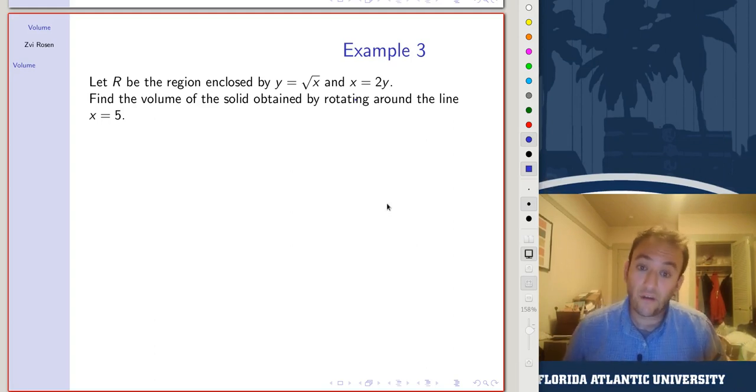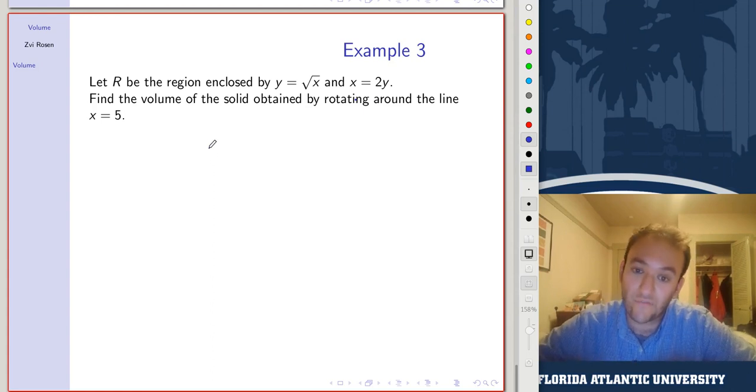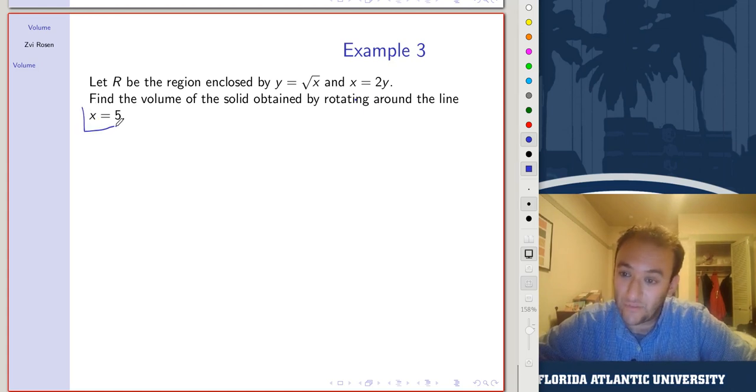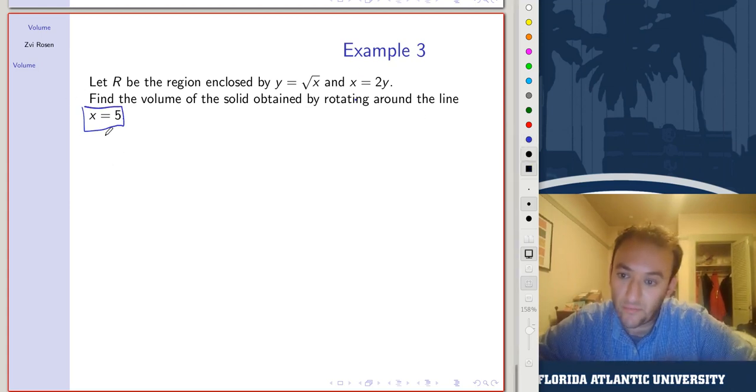Now let's go to our next example, example 3. Let R be the region enclosed by y equals the square root of x and x equals 2y. Find the volume of the solid obtained by rotating around the line x equals 5. So the first thing we notice here is that the axis of rotation is neither the y nor the x-axis. It's x equals 5. So we're going to have to be careful about that. But otherwise, we proceed as normal. First thing we do is draw the region and the axis.